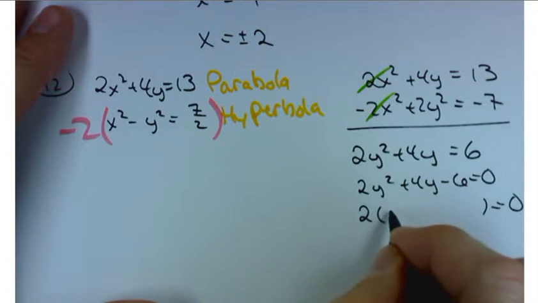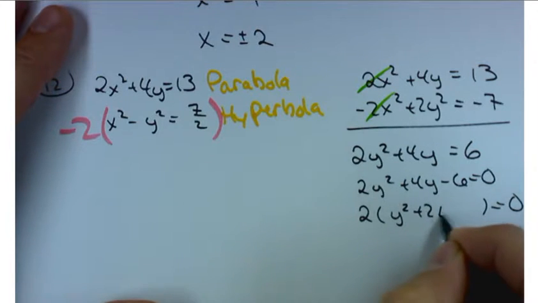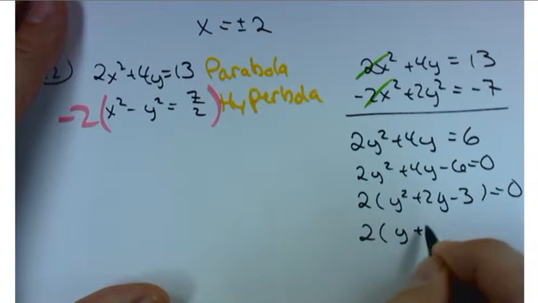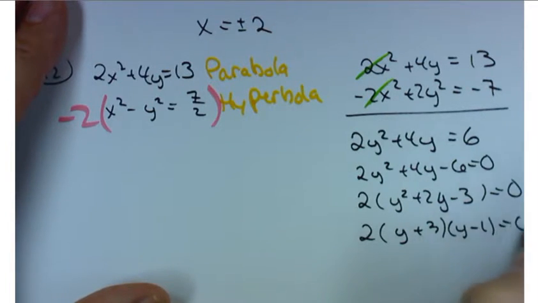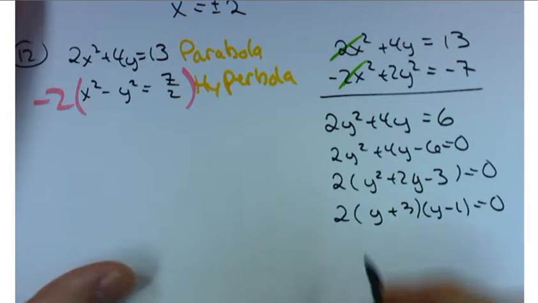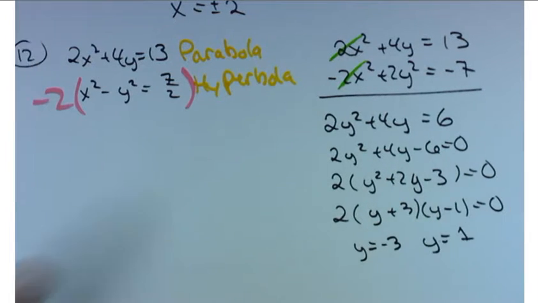I'd factor out the 2 first. Y squared plus 2y minus 3. Factoring is your best friend, so we'll factor to solve this one. And we get two solutions for y. Y equals -3 and y equals 1.